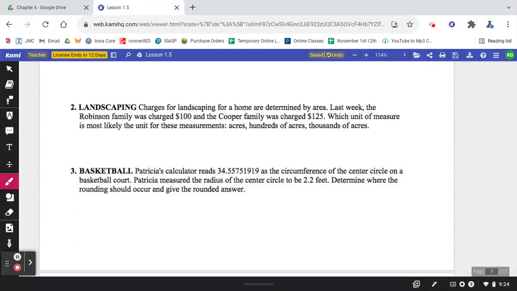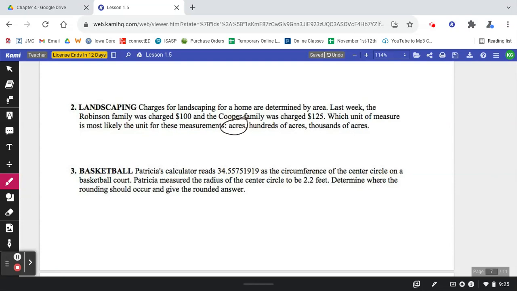So this one says charges for landscaping for a home are determined by area. Last week, the Robinson family was charged $100 and the Cooper family was charged $125. Which unit of measurement is most likely for these measurements? Acres, hundreds of acres, or thousands of acres? Well, if we're talking about $100, they probably only have 2 acres at their house, or maybe like 1.5 acres. Somebody's not going to charge only $100 to do hundreds or thousands of acres. So acres is the most correct.